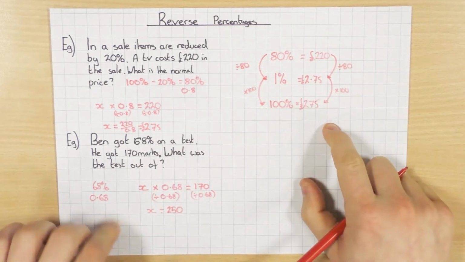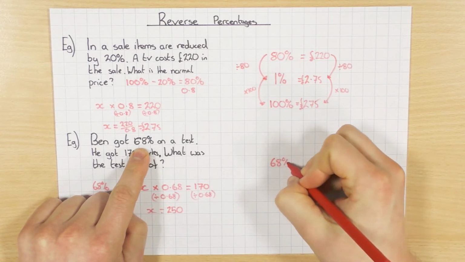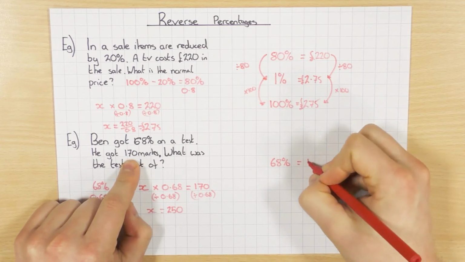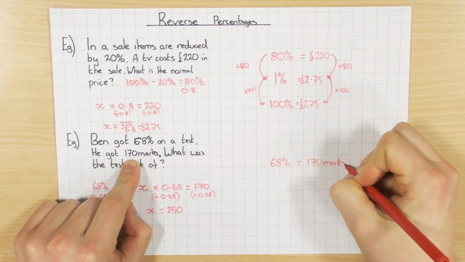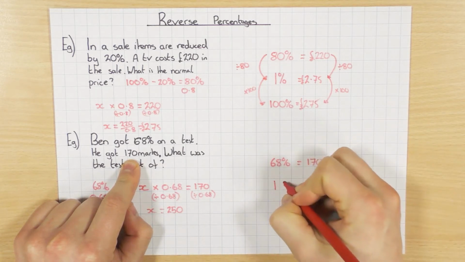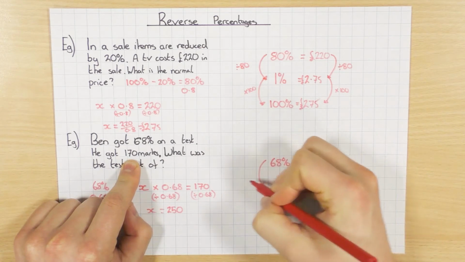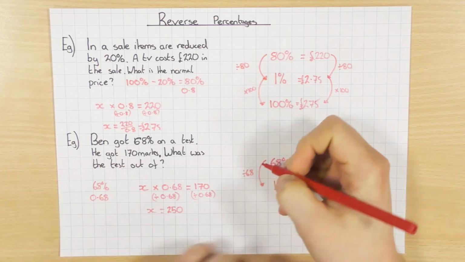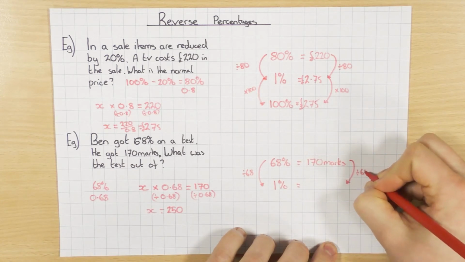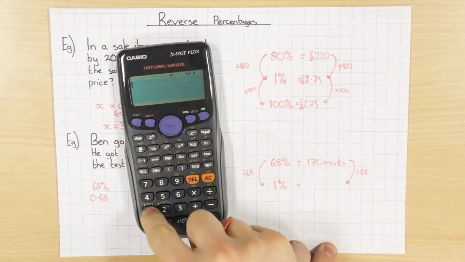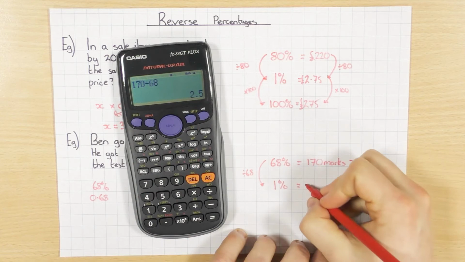Using the unitary method, well, we know he's got 68%. And we know that equals 170 marks. Okay, and again, I'm just going to find out what 1% is. So to do that, I divide by itself. So I divide by 68, and I do the same thing over here. Okay, so 170 divided by 68 is 2.5 marks.